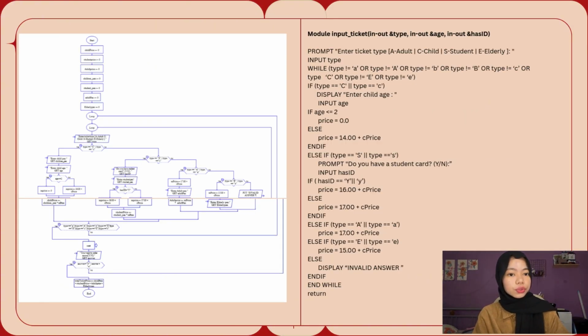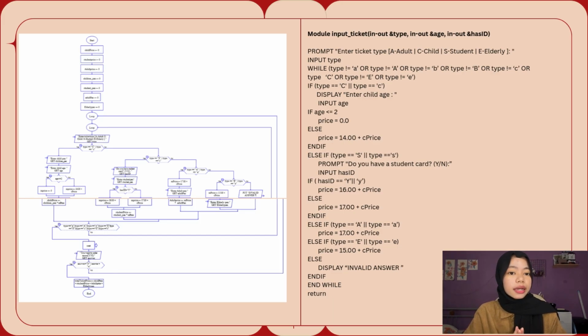This module is used to collect ticket details and calculate ticket price based on customer type. First, the program will ask the customer to enter the customer type based on alphabet. For example, A for adult, C for child, S for student, and E for elderly customer. For a child ticket, the program will ask for age. If the child's age is 2 years or below, the ticket will be free. Otherwise, the child price is charged.